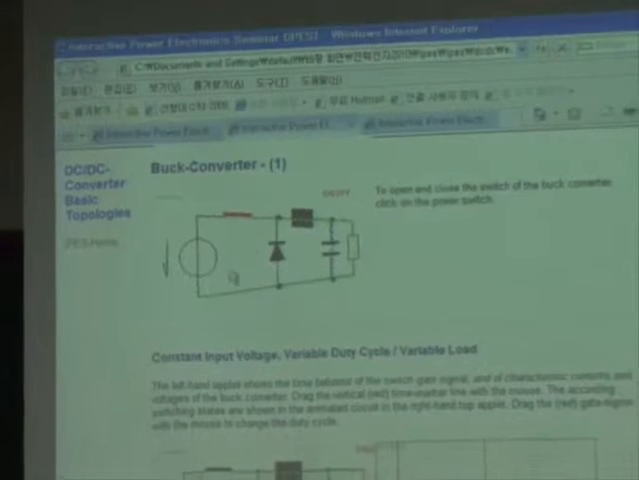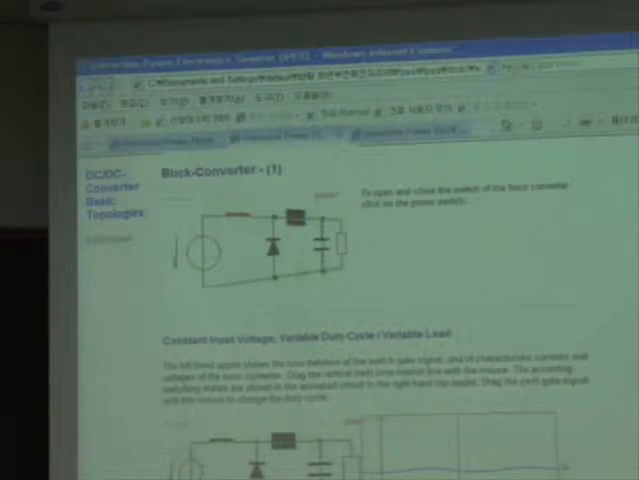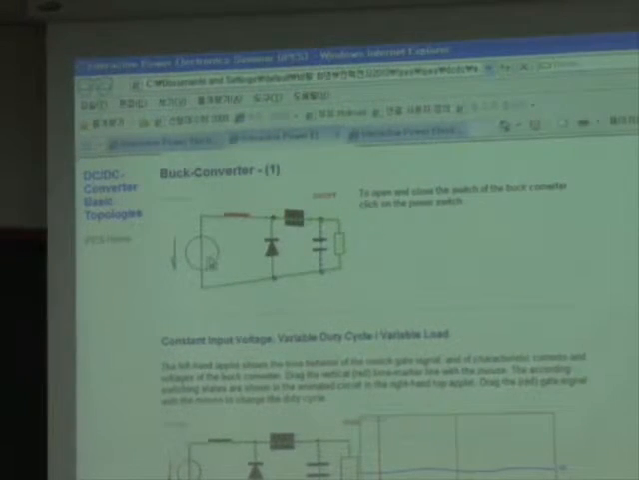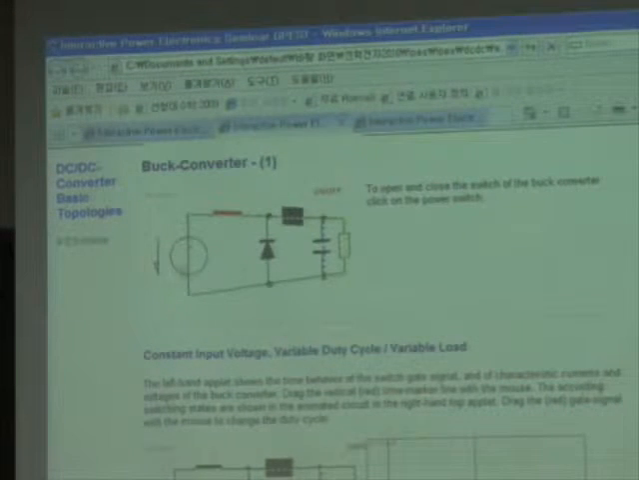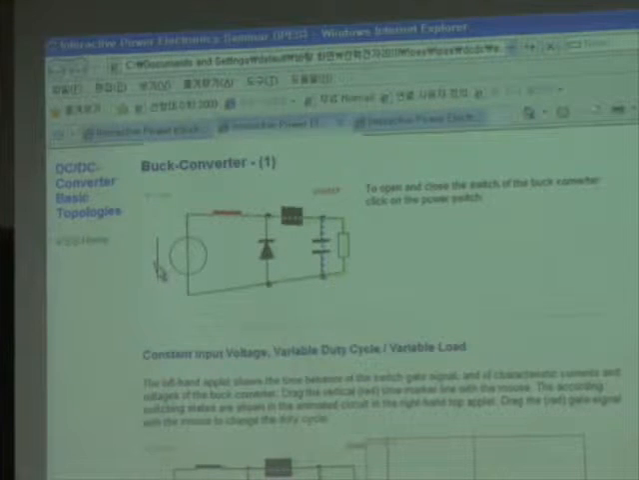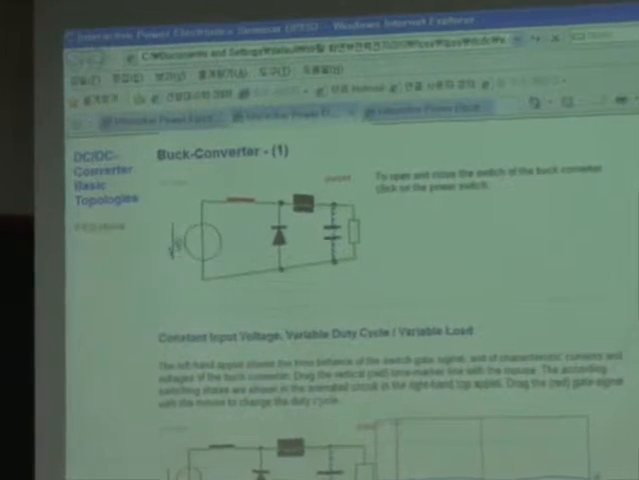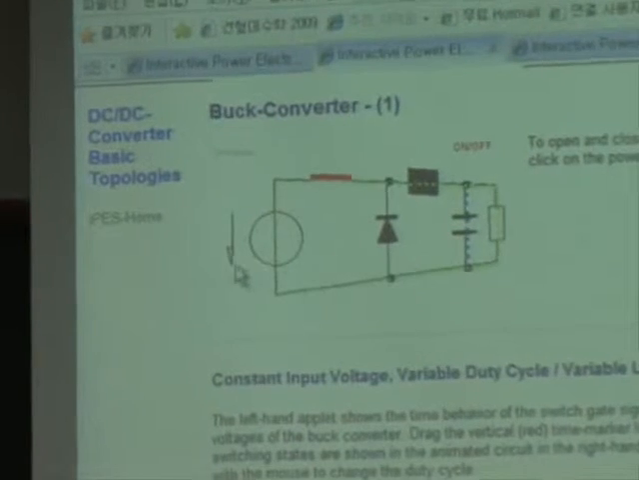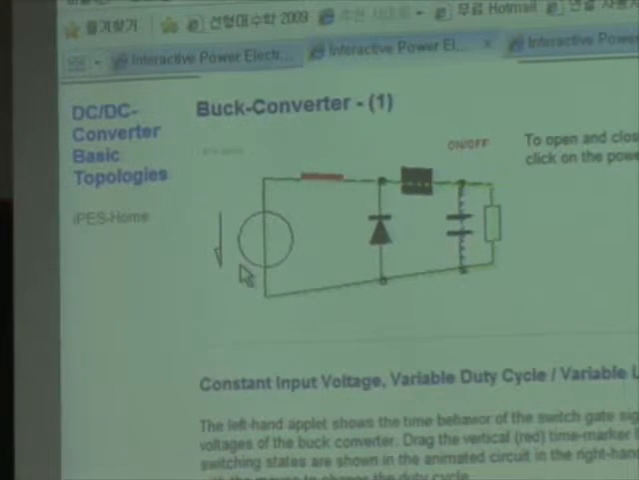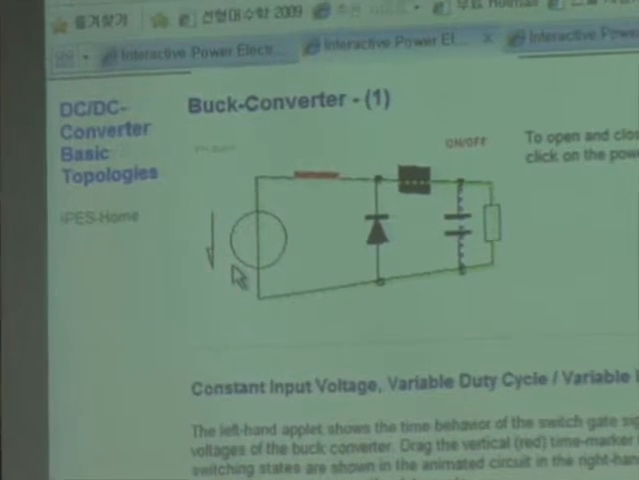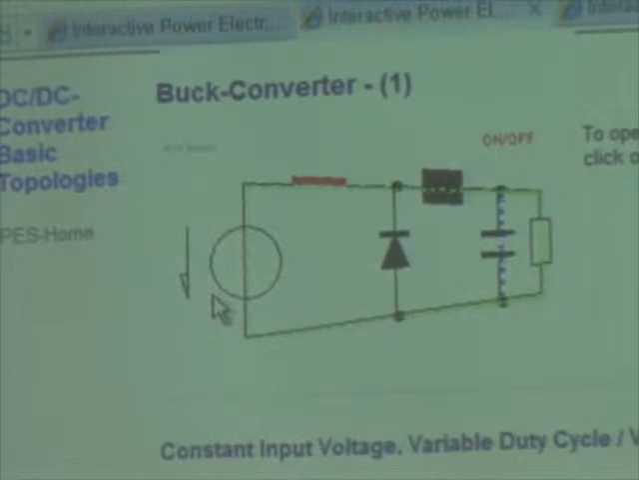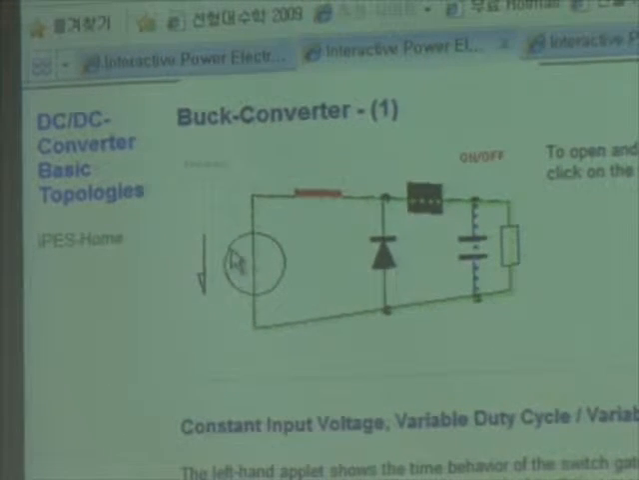So what is this? This is a buck converter. This is a voltage source. European people use this kind of symbol as a voltage source. This arrow doesn't mean a current source. It means the potential drop, plus and minus. So people living in different parts of the earth use different symbols, as always.